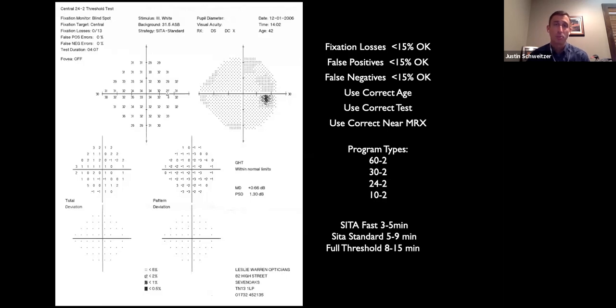You have to make sure you're putting the correct age in. Why? Because the correct age will help to stratify or go off the age-matched norms. It also will help with progression analysis. So the age is obviously crucial. You have to use the correct test. We'll talk about SITA standard versus SITA fast versus SITA faster here in a second, and your doctor will order that. And then you have to use the correct near lenses. Some patients will need it, some won't. The beauty is the machine typically will adjust that for you.